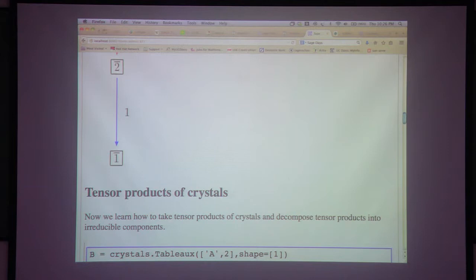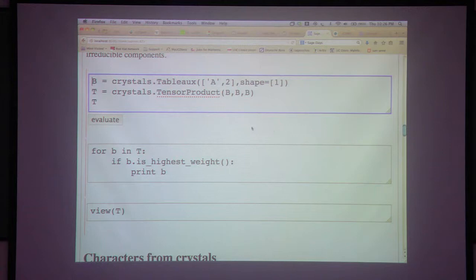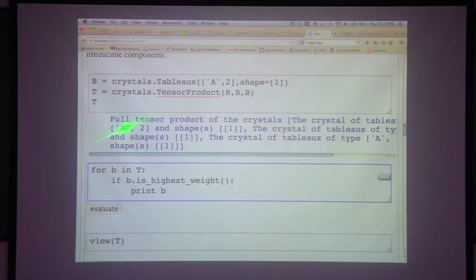Okay, now let's do tensor products of crystals. I want to take the tensor product of 3 crystals of type A, all of shape 1, 1. I first make my crystal, then I tell it to take the tensor product of 3 of those crystals, and it tells me it's a full tensor product. There's a lot of output because it tells us all the things that are in there. So the output is a little long, but descriptive.